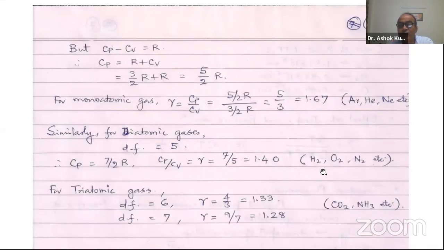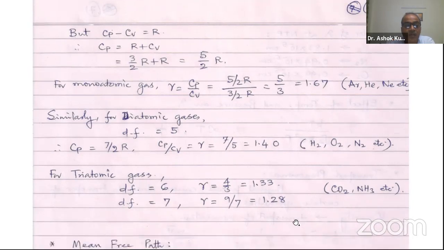This is the case for hydrogen, oxygen, nitrogen, common diatomic gases. Here, common inert gases. For triatomic, we have degree of freedom 6, so gamma comes out to be 4 by 3, which is 1.33. If it is 7, a rare case, gamma comes out to be 9 by 7, equal to 1.28.